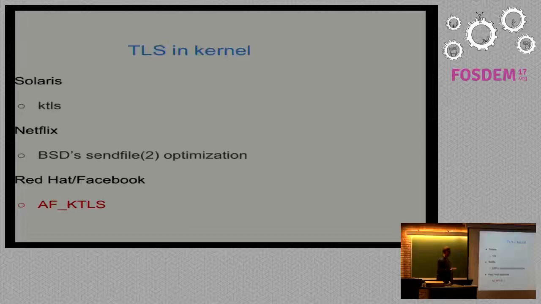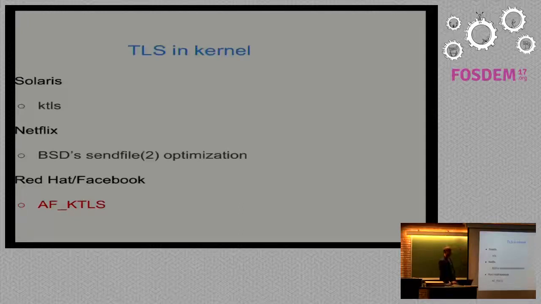Netflix, for example, experimented with something similar to AFK TLS. The implementation is not publicly available. They modified the BSD kernel, and they adapted SSL to use the sendfile operation. According to the articles that they published, they use it for serving static content. We at Red Hat experimented with AFK TLS. Facebook joined us. They sent us cool patches, and they are experimenting with it as well.